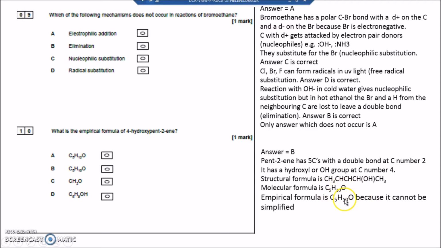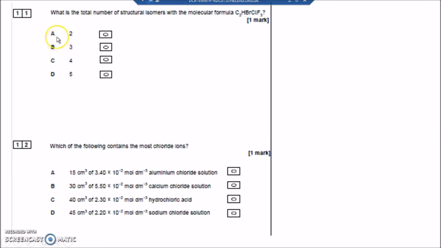So it must be C5H10O is both its molecular and its simplest empirical formula. So your answer is B. Let's look at questions 11 and 12.